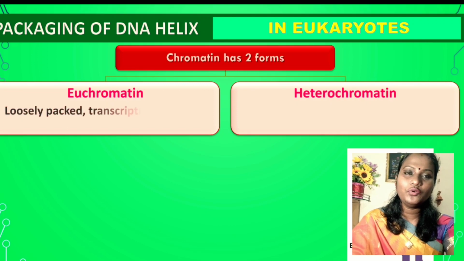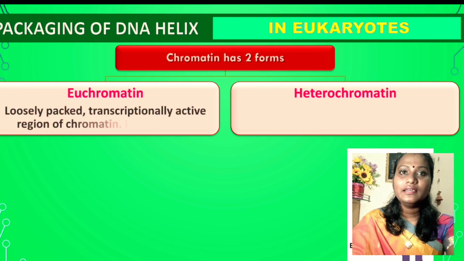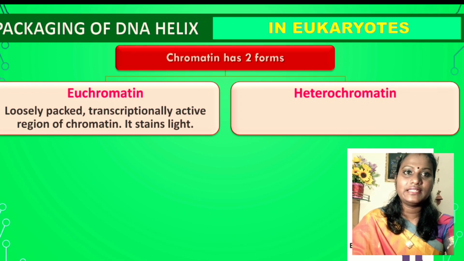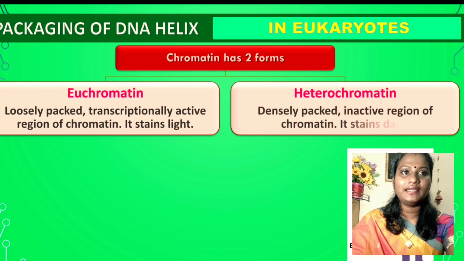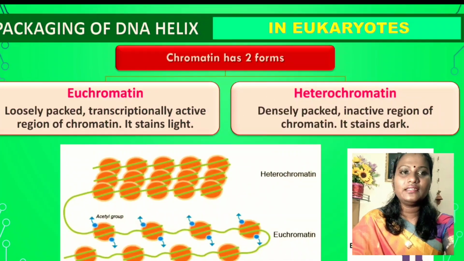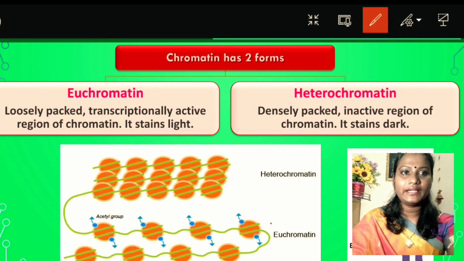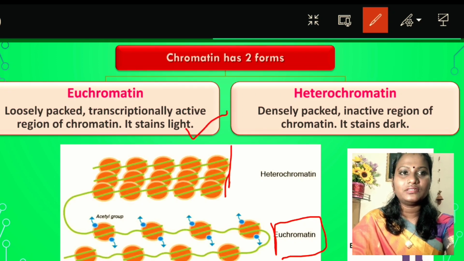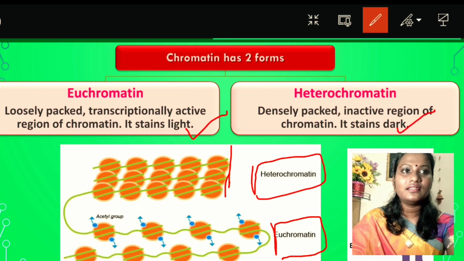What is euchromatin? Euchromatins are loosely packed, transcriptionally active regions of chromatin, and they stain lightly. And what is heterochromatin? These are densely packed, inactive regions of chromatin, and they stain dark. When you see the diagram, you can see these loosely packed regions are euchromatin, which stain lightly, and these tightly packed regions are heterochromatin, which stain darkly.